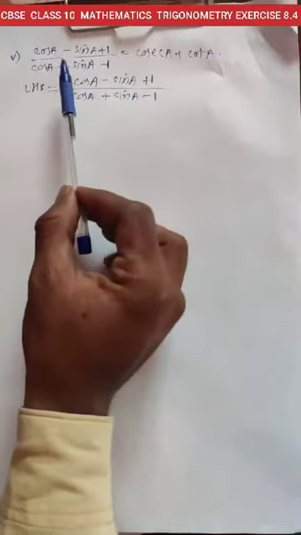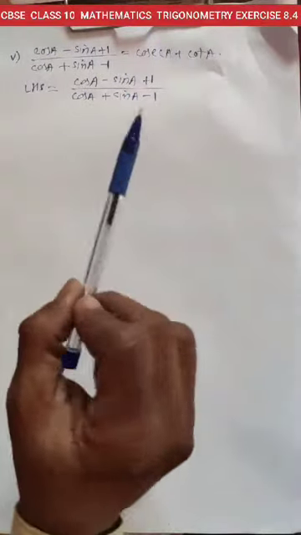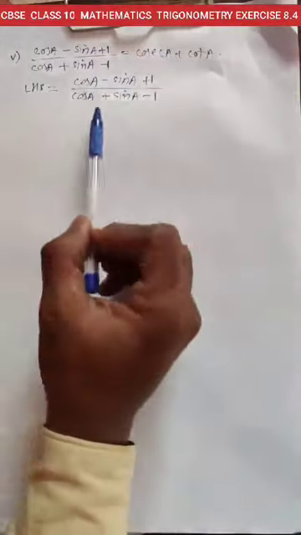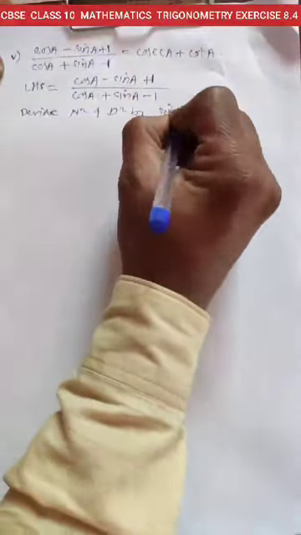Dear students, our next example is question number 5: cos A minus sin A plus 1 upon cos A plus sin A minus 1 equals cosec A plus cot A. For this purpose we take the LHS as cos A minus sin A plus 1 upon cos A plus sin A minus 1. That is the left hand side. Our next step is to divide the numerator and denominator by sin A. Here we just divide both the numerator and denominator by sin A.